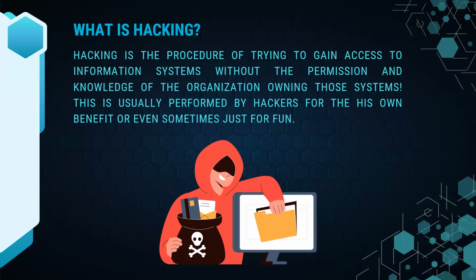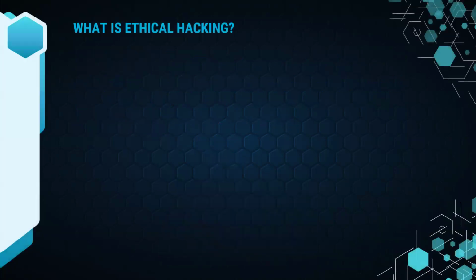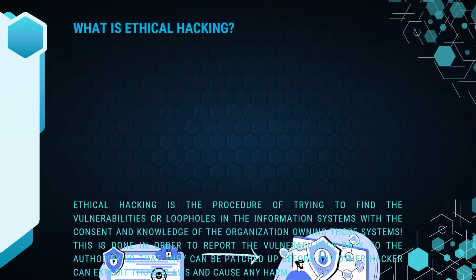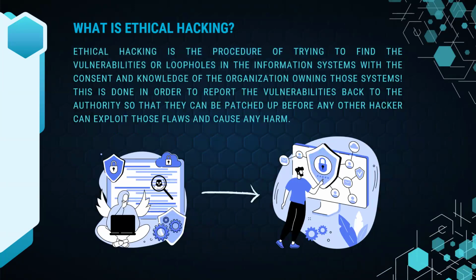Now, if hacking is such a malicious activity, if it is such a wrong thing to do, why do we have a course called ethical hacking? And how is this ethical in the first place? To define ethical hacking, secondly, we have this as a procedure of trying to find vulnerabilities. This term, vulnerability, is something you'll keep coming across multiple times in the upcoming days. To define it, it's a loophole, a flaw or a weakness in the information system. And your job in ethical hacking is to find these loopholes in the information systems with the consent and with the knowledge of the organization owning those systems.